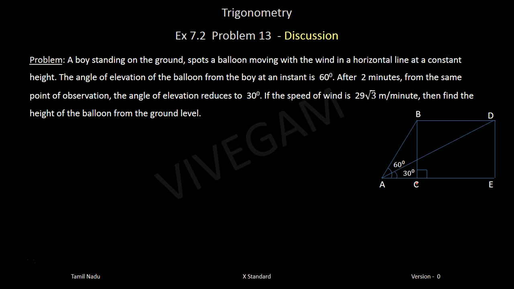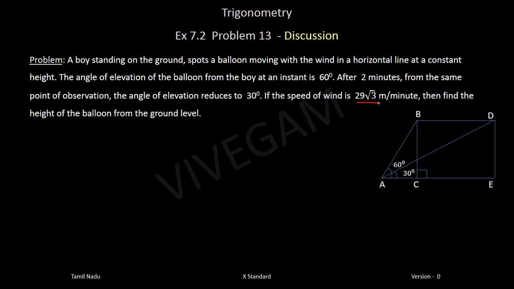So drop a vertical line here and drop a vertical line here and join. This is the ground level. AE is the ground level, and B is the initial position of the balloon, and D is the final position of the balloon. A is the boy.